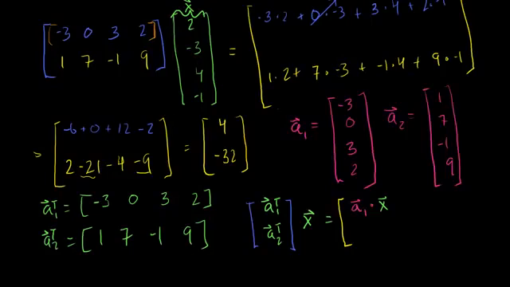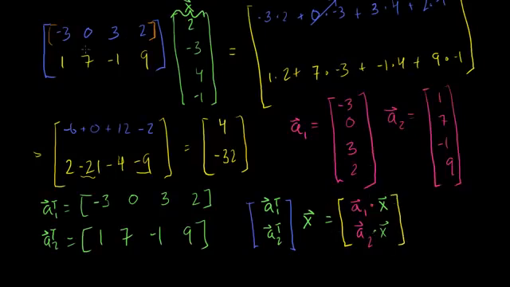And then obviously the second row is going to be vector A2 dot x, right? The second row is A2 dot x, which is 1 times 2 plus 7 times minus 3, plus minus 1 times 4, plus 9 times minus 1. So just like that. So this is one way to view it.